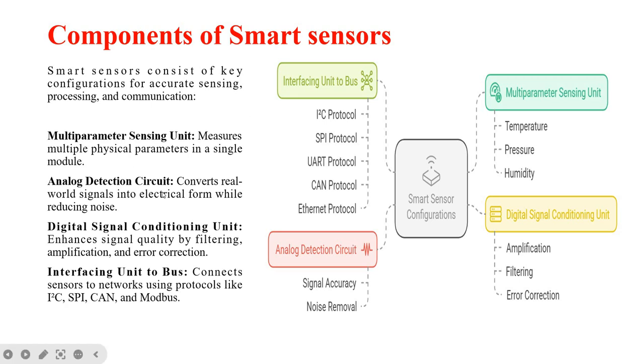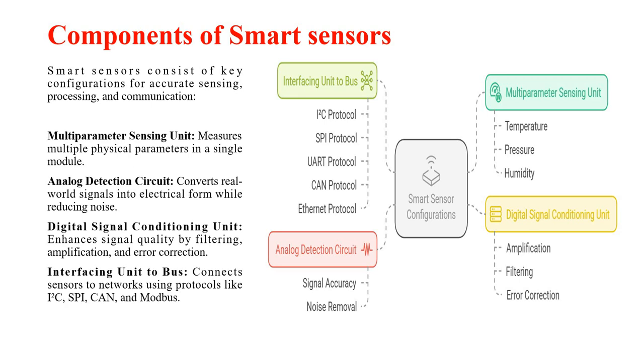Then you have the analog detection circuit, which converts the analog signals like temperature, voltage, pressures into electrical signals, and this enhances the signal accuracy and removes the noise before further processing. An example here is a thermocouple sensor that outputs an analog voltage proportional to the temperature, which is then processed by the circuit.